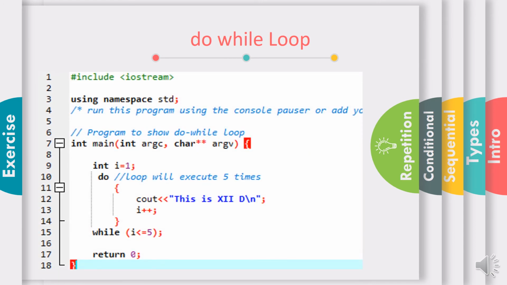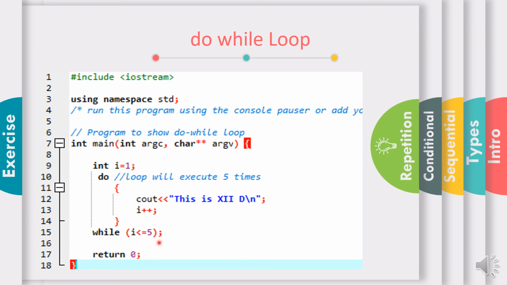Okay, again this is the same example that we have executed with the help of for and while loop. Now we have executed this same example with the help of do while loop. Here you can see that we have initialized a variable int i = 1, then do. What will it do? It will execute these statements. The message "This is second year D" will be printed on the screen. Then after printing the message, it will increment the variable i++, and after that we have mentioned the condition while i <= 5.